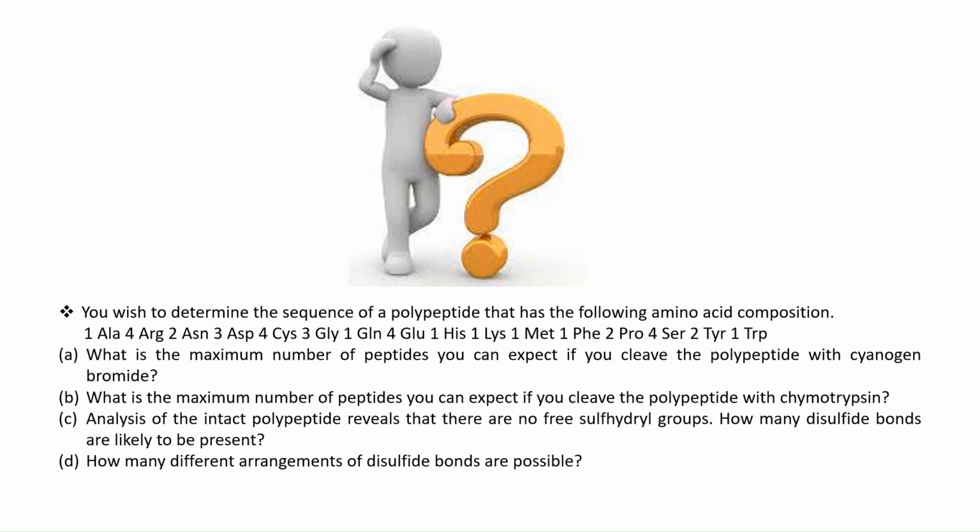The third question is, when the analysis of the intact polypeptide has been done, it is revealed that there are no free sulfhydryl groups present. So how many disulfide bonds are likely to be present? In this polypeptide whose amino acid composition is given to you, you have to tell how many disulfide bonds are likely to be present. And the fourth question is, how many different arrangements of disulfide bonds are possible?